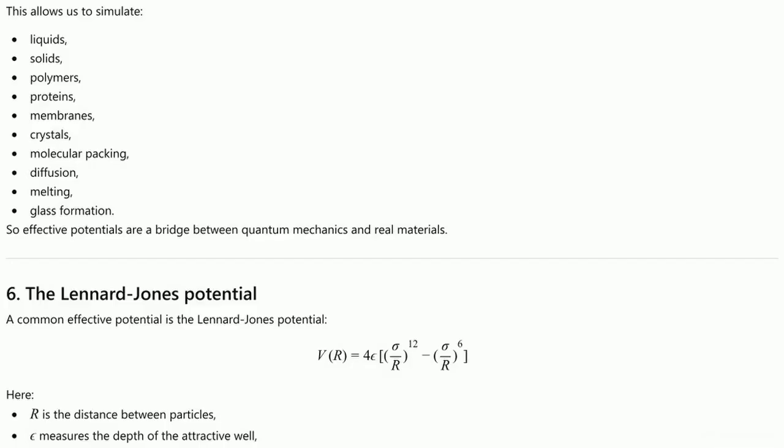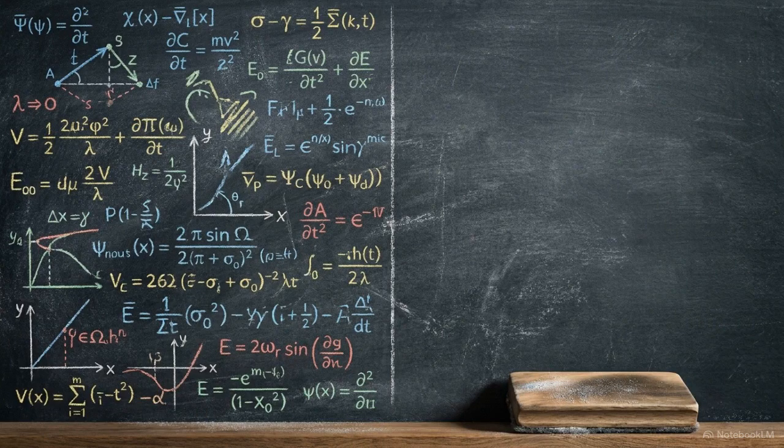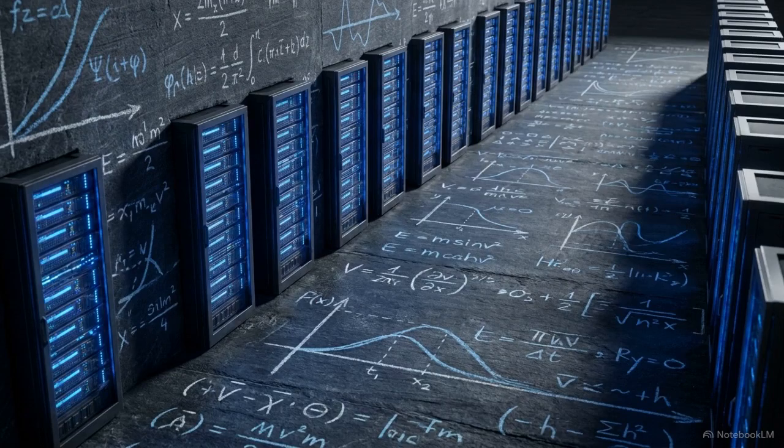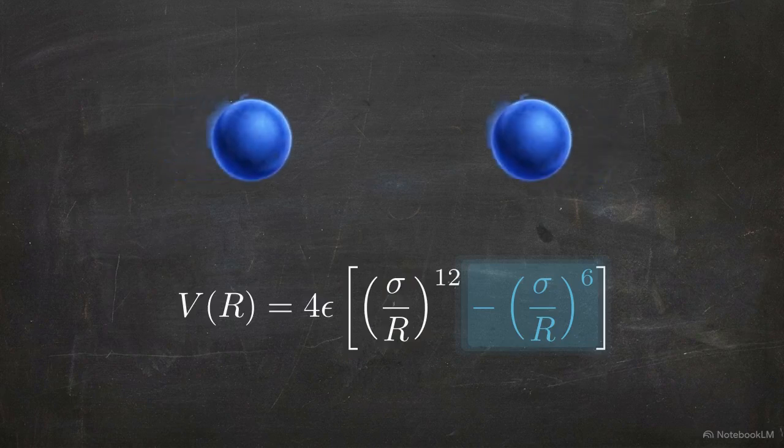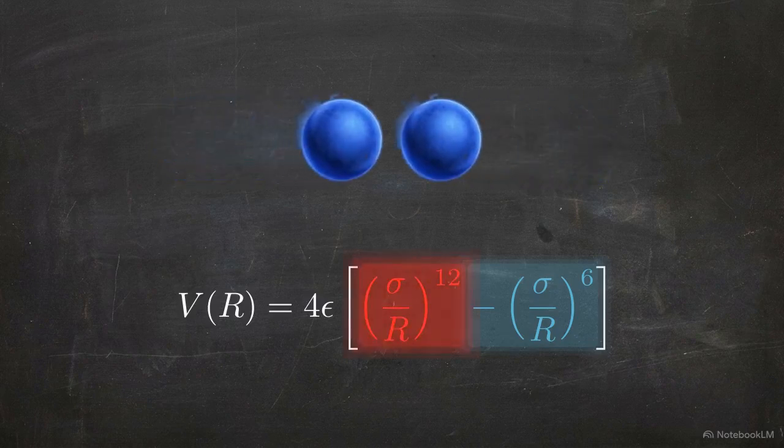This leads us to the most famous and widely used of these models, the Lennard-Jones potential formula. This equation is not exact quantum mechanics. It is a highly practical approximation designed for speed and scale. Looking at the math, the formula relies on two competing terms. One dictates short-range repulsion, pushing molecules apart, and the other calculates long-range attraction, pulling them together.